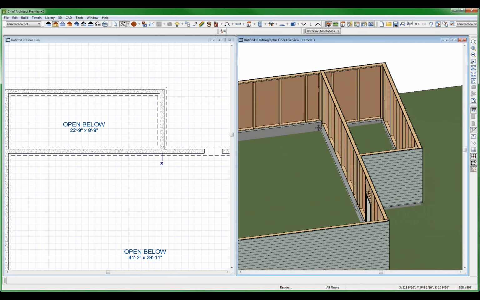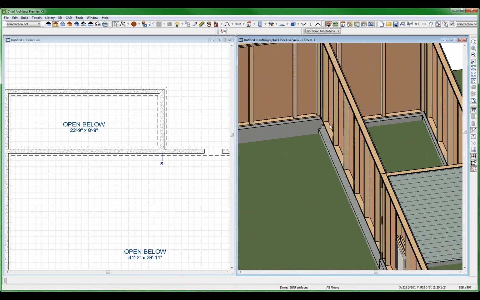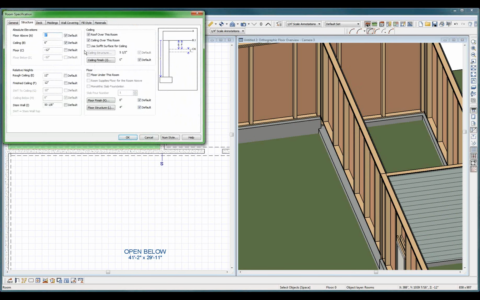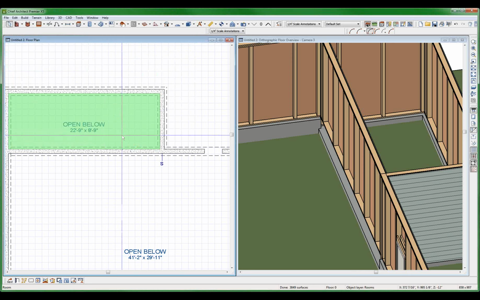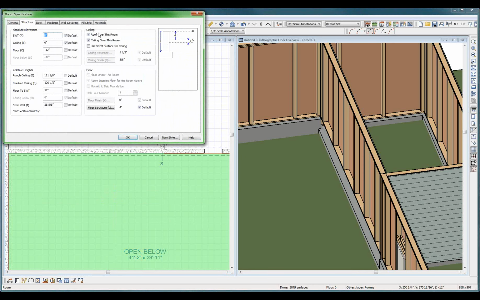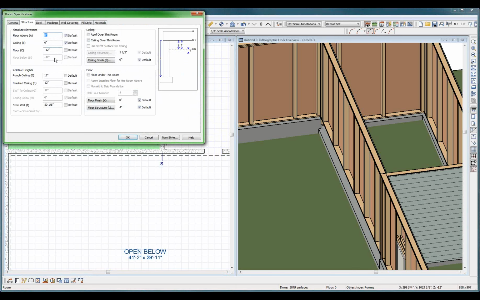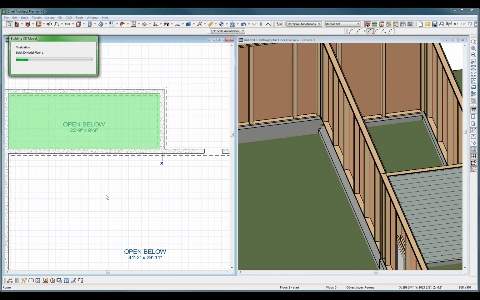What is the difference between those two rooms? That's the question. Do I want a ceiling and roof over here? No, I don't think so. Do I want a ceiling and roof over here? No, I don't think so. 0 minus 12. Stem wall is, does that matter? 36. 0 minus 12.